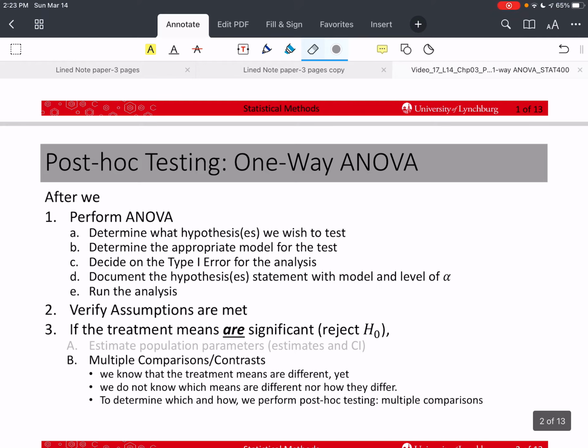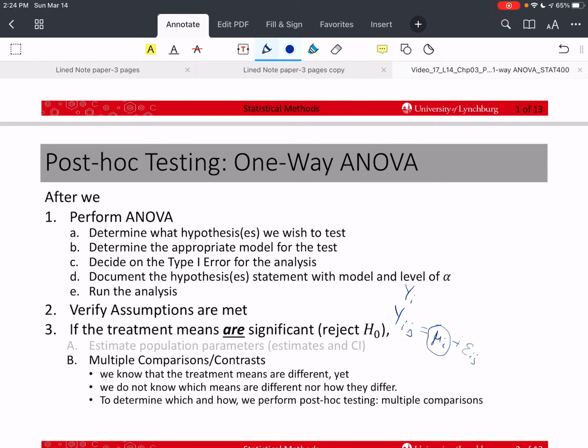Previously, we talked about performing the ANOVA, verifying the assumptions, and now we're discussing what we do once we reject the null hypothesis. After we have verified that the assumptions are met, and if we see that the treatment effects are in fact significant, then we know that the model Yij equals mu i plus epsilon ij is the right model, and that would tell us that these are not all the same.